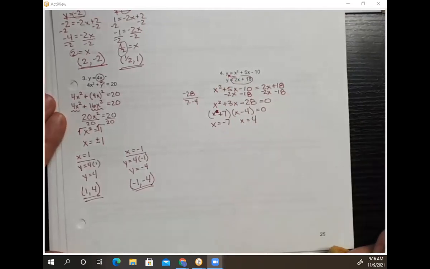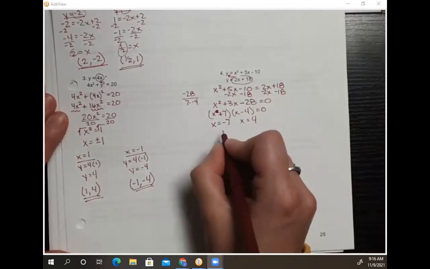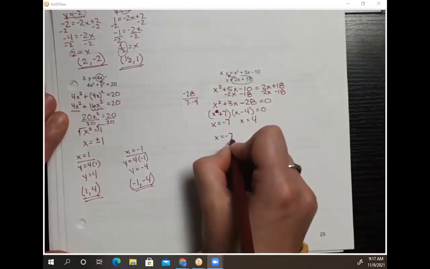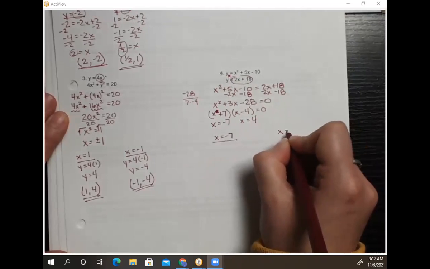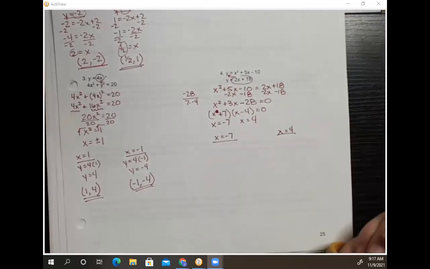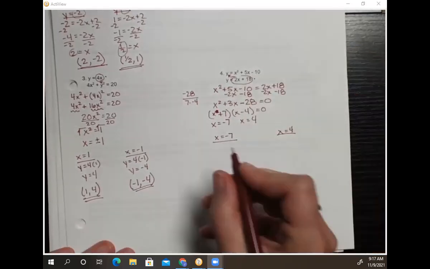Now, just like the other two problems that we've done today, we're going to take our x values and plug them in to one of our original equations. Again, pick the equation that's going to be a little bit less work. If there's one that looks a little bit easier to plug values into, choose that one. So to me, that looks like the second equation, so I'll plug my x values in there.